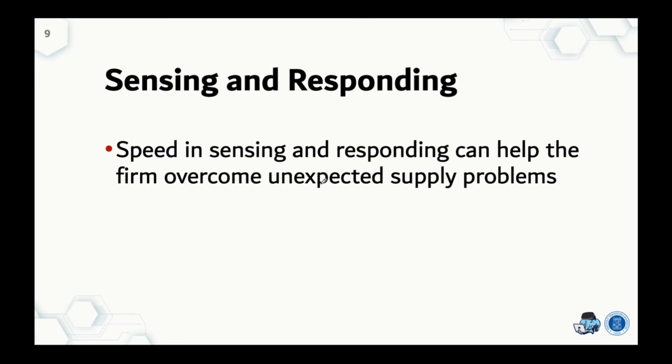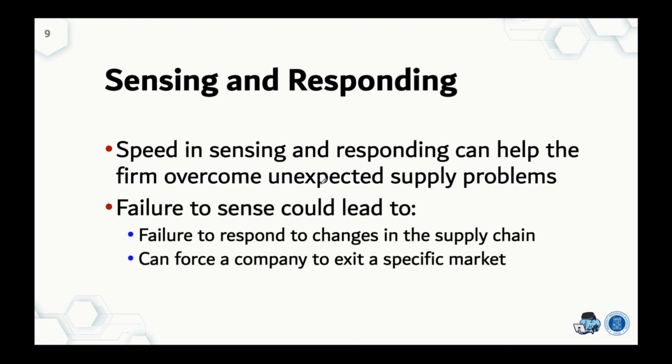Sensing and responding: the speed of sensing and responding can help the company overcome any kind of unexpected supply problem. The failure to sense could lead to the failure to respond to changes in the supply chain, of course, because we don't know beforehand that something has happened or some problem has occurred. And this can also make the company exit a specific market.